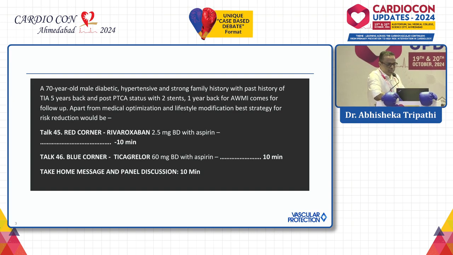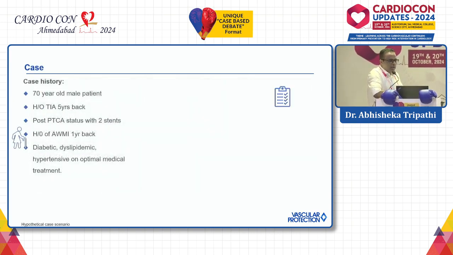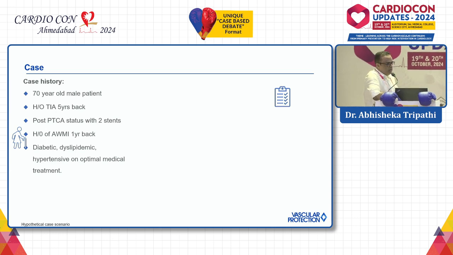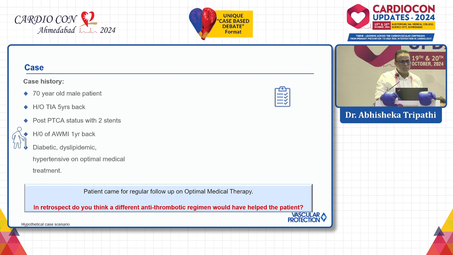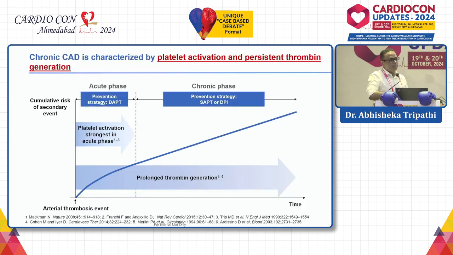So in this patient, we can clearly see this is a 70-year-old male with history of TIA, meaning the patient already had a stroke. History of angioplasty with 2 stents, anterior MI 1 year back, means 2 atherothrombotic events in the last 5 years. 1 year back a coronary event and 5 years back a cerebral event, as well as high risk factors like diabetes, dyslipidemia, hypertension on optimal medical management. Now, what should be done for this patient once the patient comes to you?